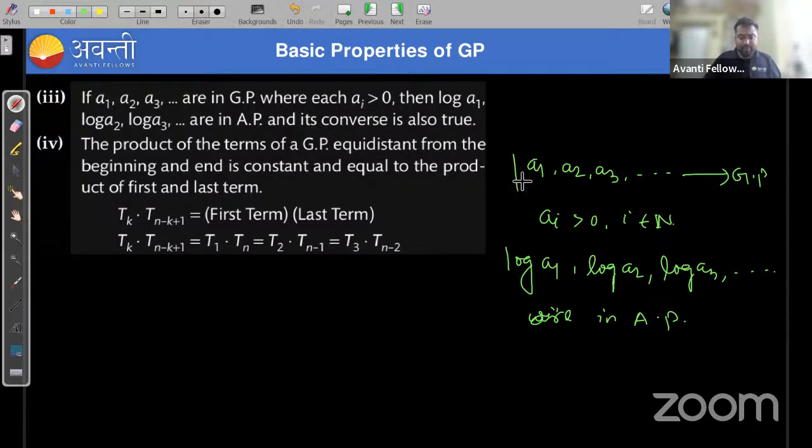What is the third property saying? If A1, A2, A3, and so on are in GP, and we take the logarithm of all those terms, then log of A1, log of A2, log of A3 will be in arithmetic progression. Is that clear to everyone, guys?